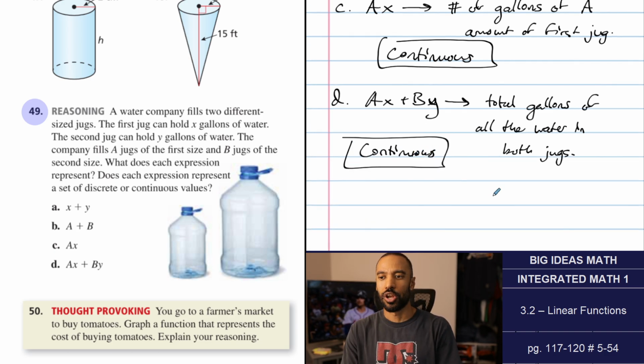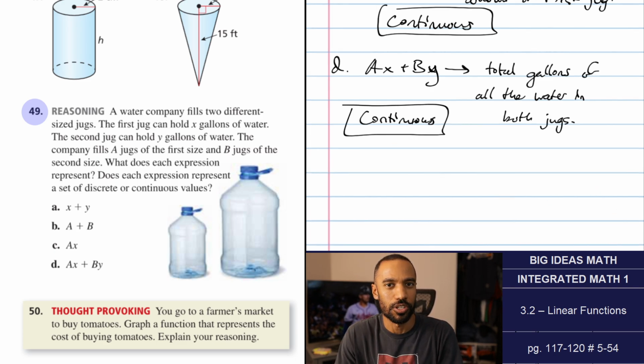Hopefully, even if you're like, what's that word? I'm like, well, it's either continuous or discrete. Which one do you think it is? And then we have to go off of that.